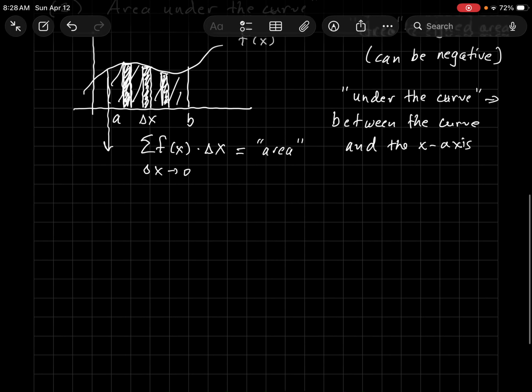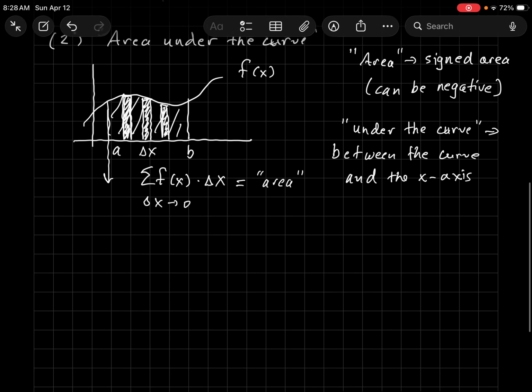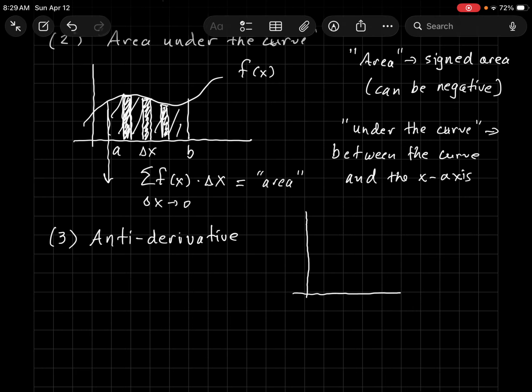What is the third interpretation? Well, the third interpretation of an integral is that it's an antiderivative. So how does an area under the curve give an antiderivative? I'm going to do a very simple example here. Not a proof, but just to try and convince you that it's true.